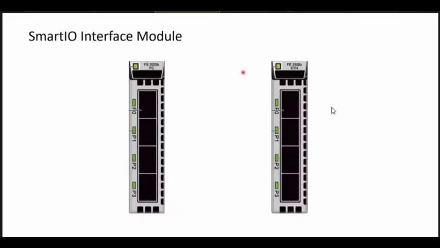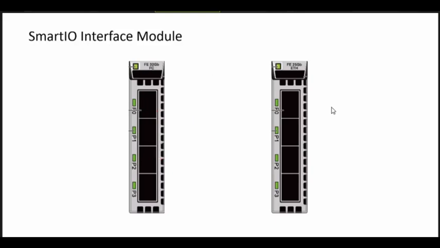Smart I/O module. A lot of questions usually come up for this one. So what is a Smart I/O module? Depending on what type of SFP you have, if you plug a Fiber Channel SFP into the module, it will run Fiber Channel. If you plug in an Ethernet SFP, it will run Ethernet. So Smart I/O caters for both Fiber Channel and Ethernet.